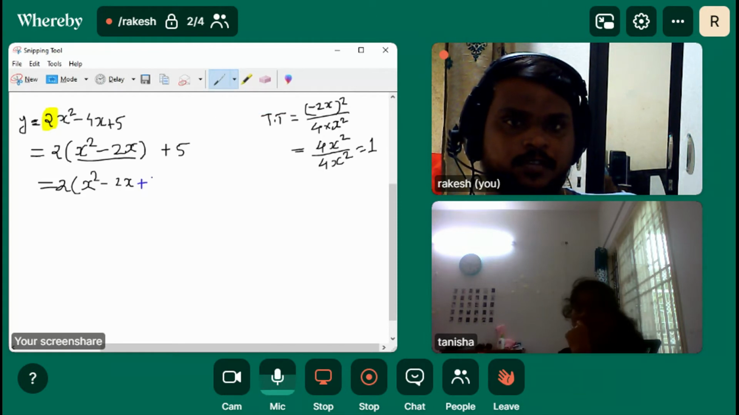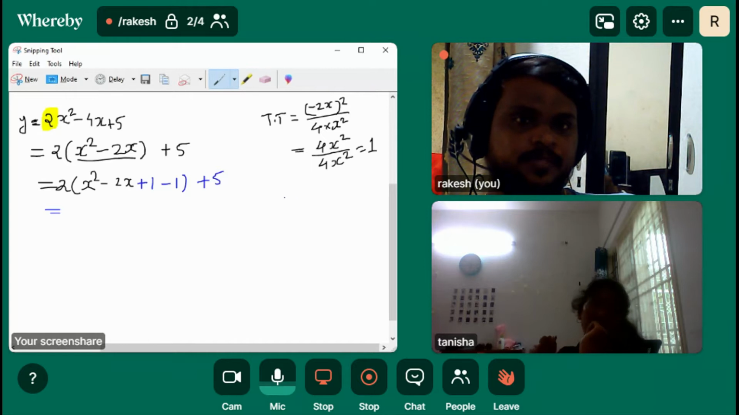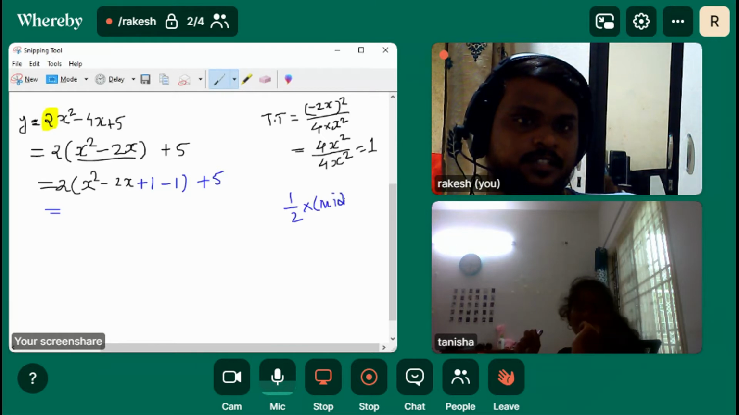So what I will do, I will add 1 and I will subtract 1 inside the bracket. Oh, sir, my teacher taught me a different way. Says you just have to divide the middle term, the coefficient, by 2 and then square that. Yeah, that is actually 1 by 2 the middle term squared. No, no, the coefficient of middle term, the square, right?